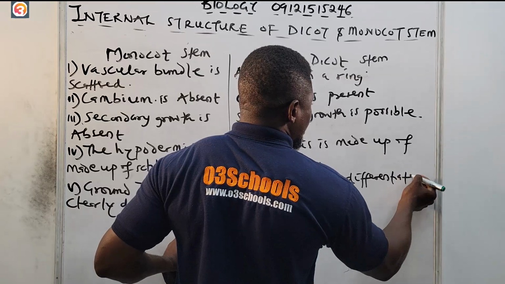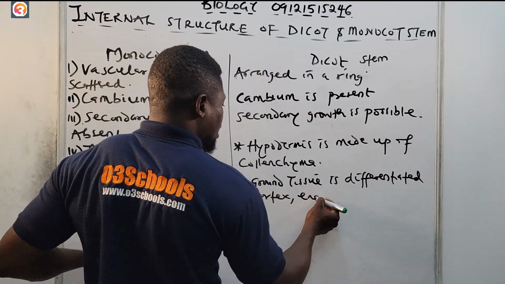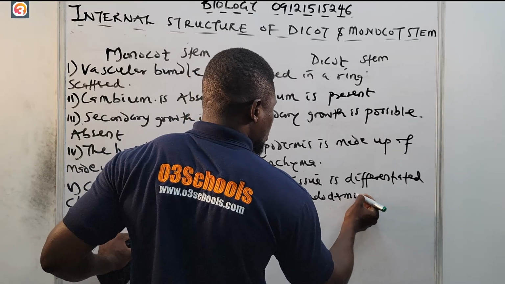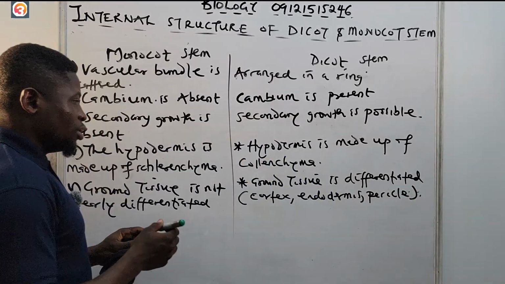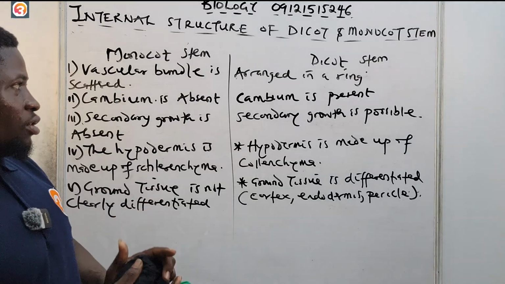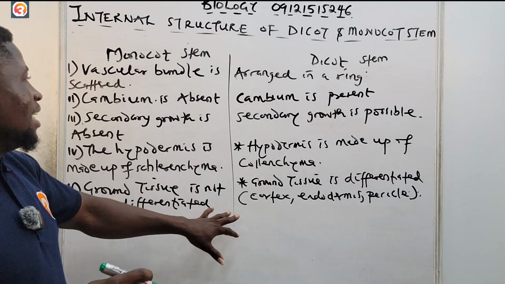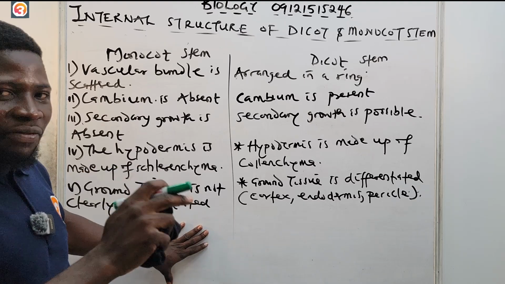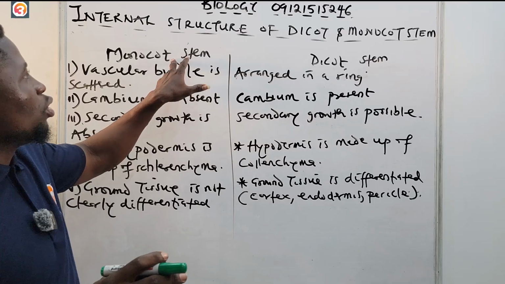So for the dicot, ground tissue is differentiated, or distinct. That's why we now have the cortex, we have endodermis, we also have pericycle, and so on and so forth. So the ground tissue is differentiated when it comes to the dicot stem. But for the monocot stem, it is not clearly differentiated, and that's a very, very huge difference between the dicot stem and the monocot stem.